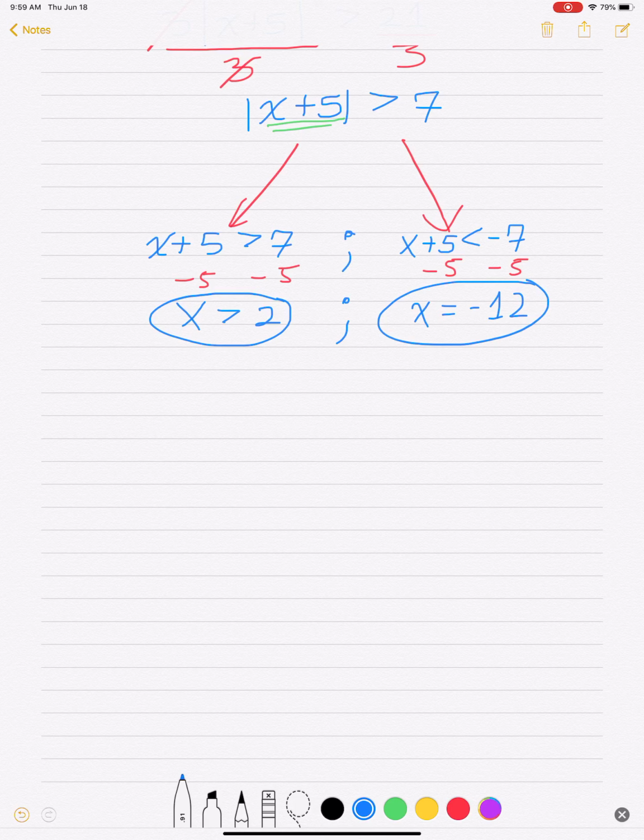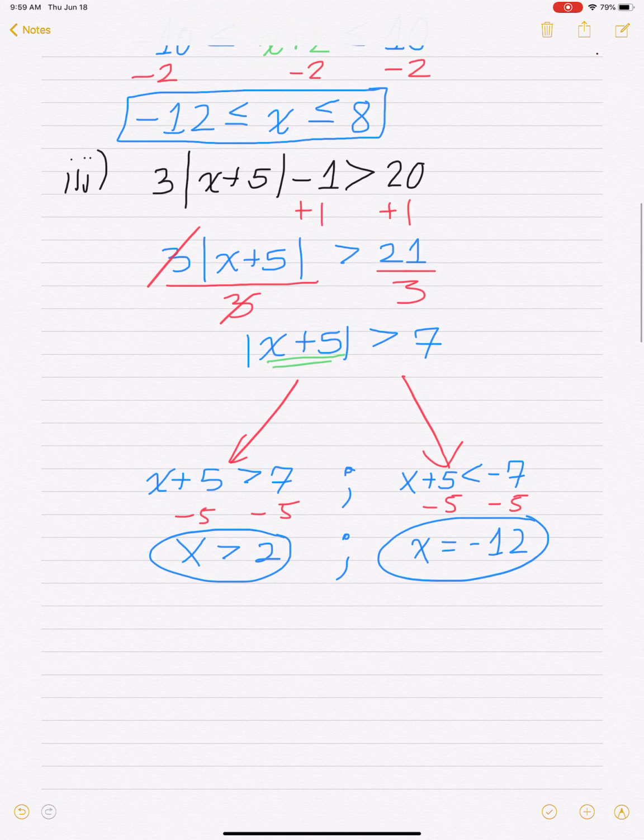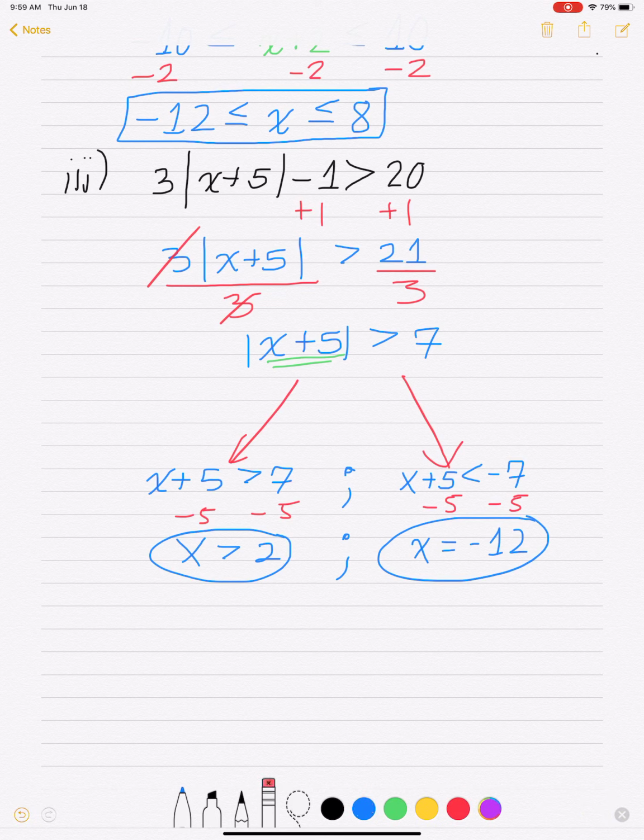Okay, so in order for this inequality to be true, you have to pick a number. Should be less than, right? Less than. I don't know why I wrote equal to. You have to pick either a number greater than 2, or a number less than negative 12. So if you pick a number greater than 2, it'll work out fine. If you pick a number less than negative 12, it'll work out fine. Either situation.